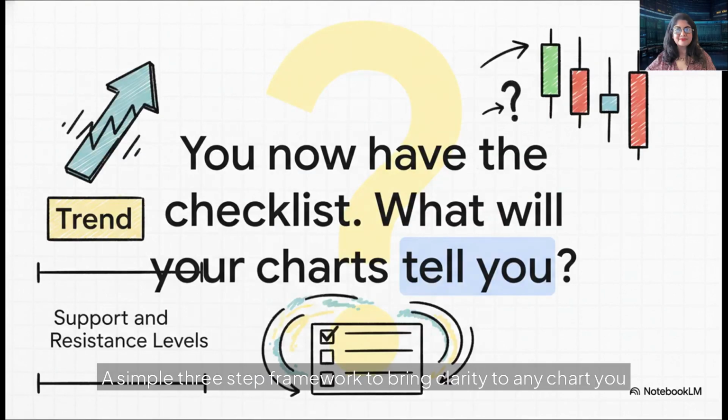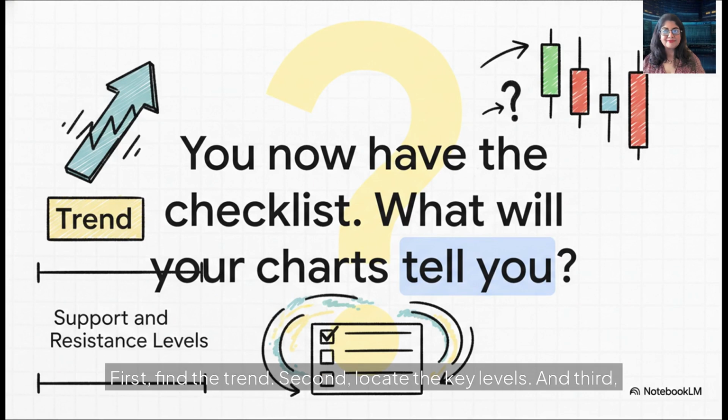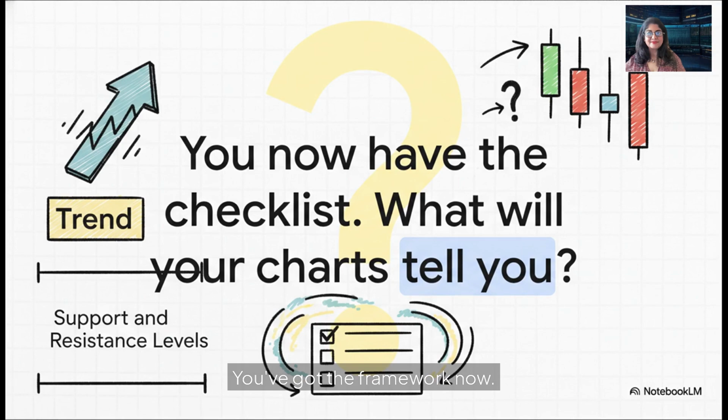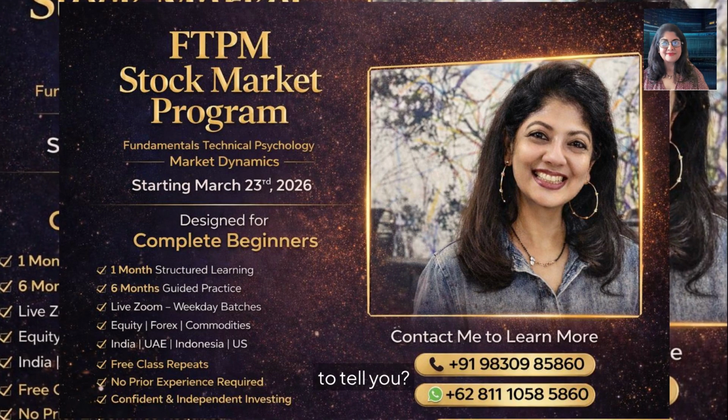And there you have it, a simple 3 step framework to bring clarity to any chart you look at. So just remember that checklist. First, find the trend. Second, locate the key levels. And third, analyze your candlestick patterns. You've got the framework now. The only question left is, what stories are your charts waiting to tell you?